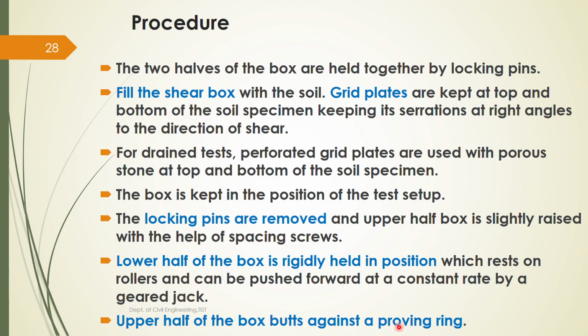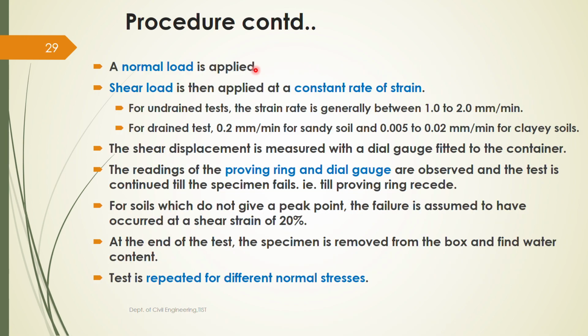Upper half is touching the proving ring, and then normal load is applied. Then shear load is applied at a constant rate of strain. The rate used for undrained test and drained test are given over here for sandy soil and for clay soils. Then shear displacement is measured using dial gauge. Proving ring readings are also taken, and these readings are taken till the specimen fails.